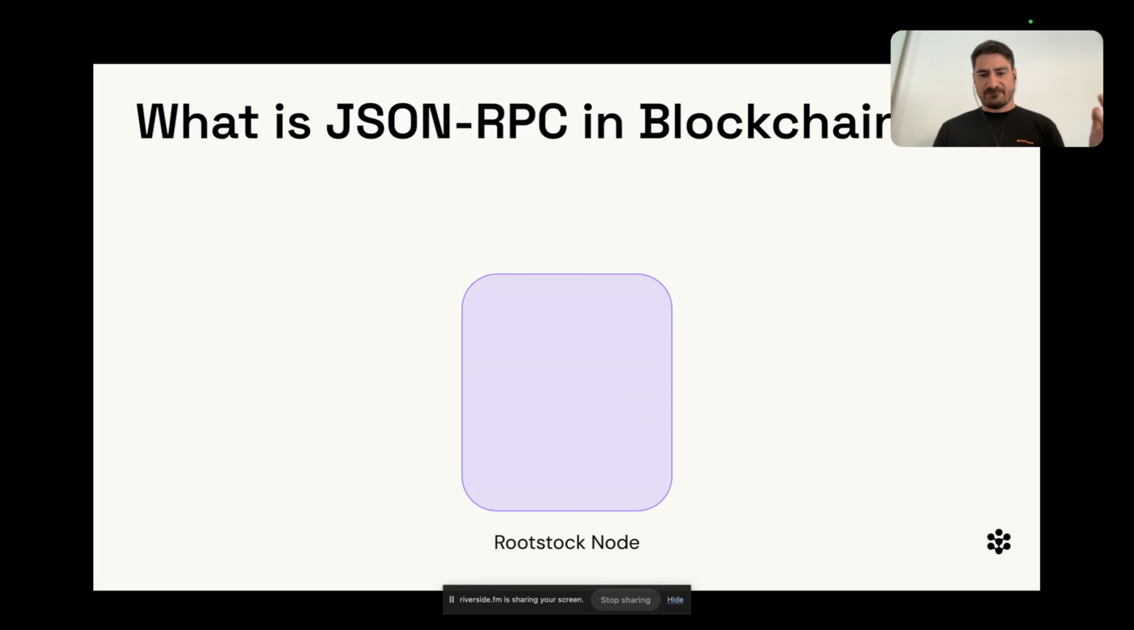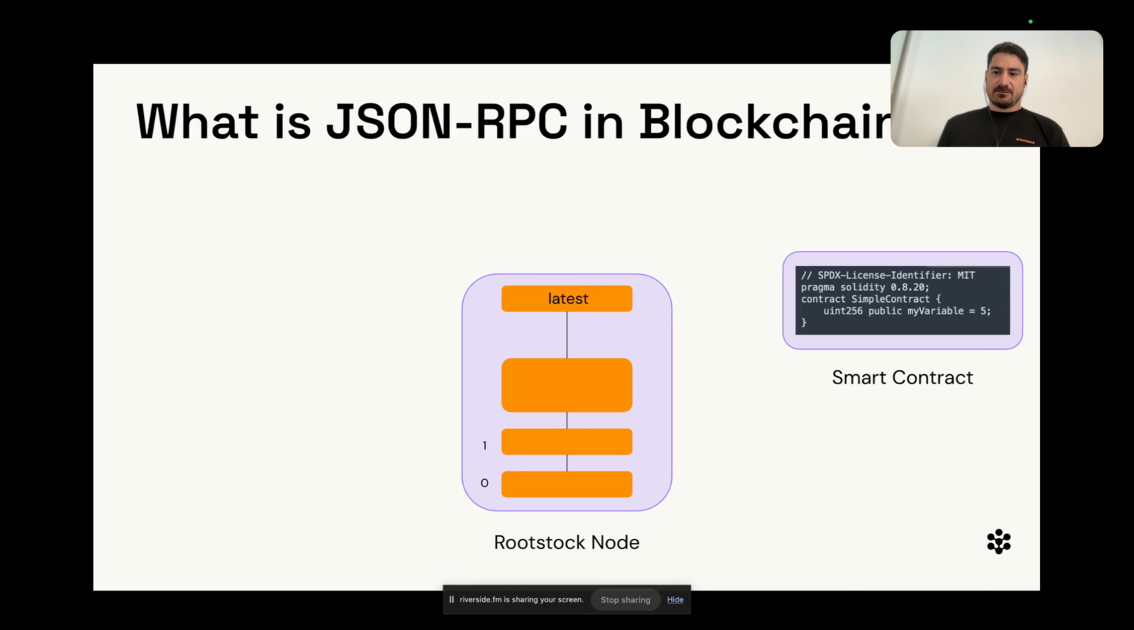And as we know, Rootstock is an EVM compatible blockchain. That means that any developer could write a smart contract and then use it on Rootstock. But let's suppose I am the smart contract developer. I have my smart contract here. It's ready, but now I have to send it and deploy it into the blockchain.